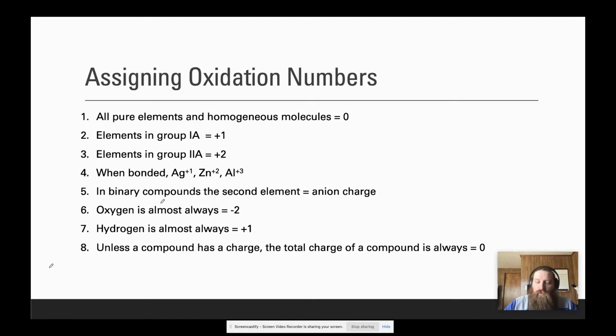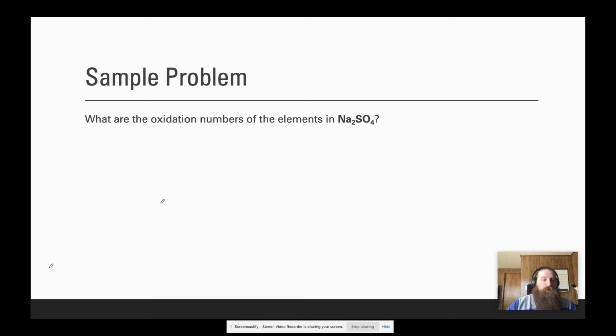And then number 8 is really important. Unless a compound has a charge, the total charge of the compound is always 0. So when you add the oxidation states up, they should come out to 0. So let's look at a sample problem. All right, let's apply those rules.